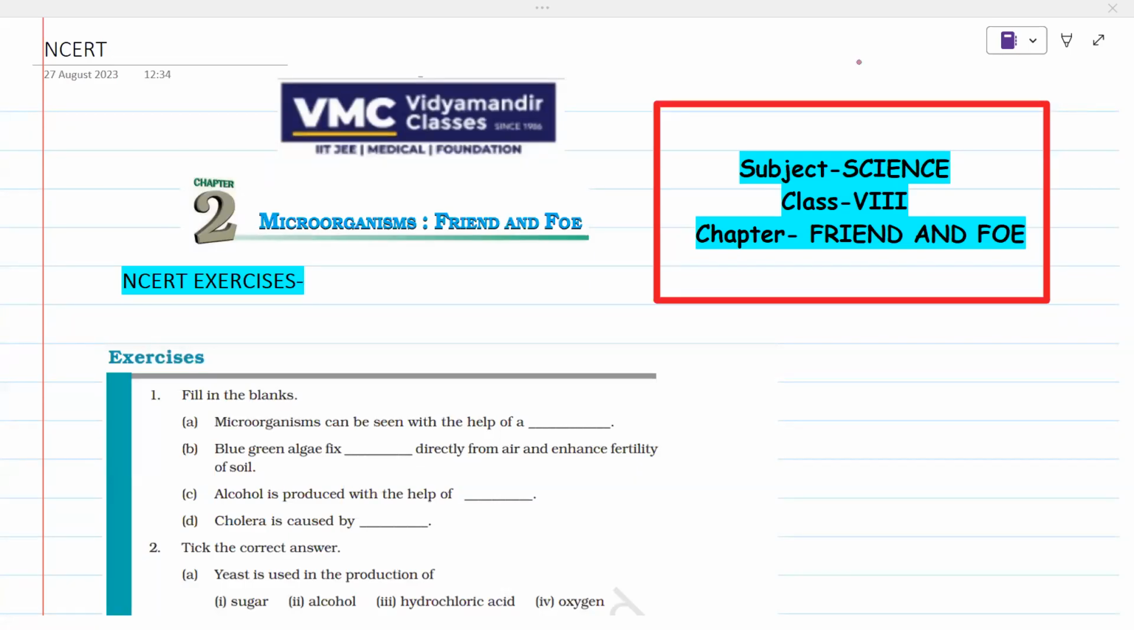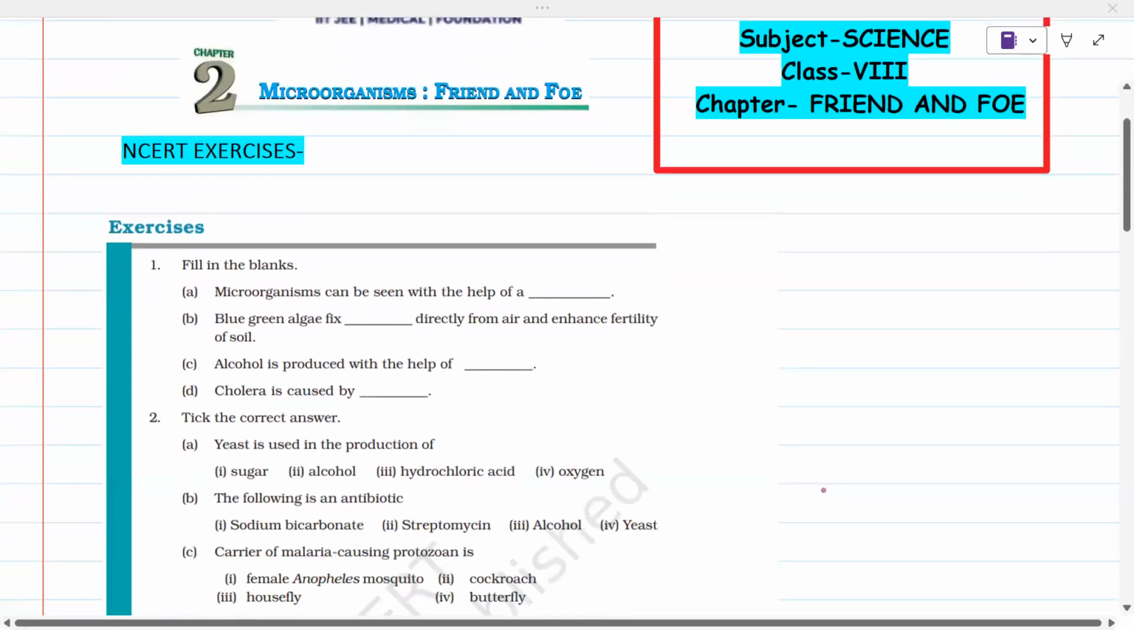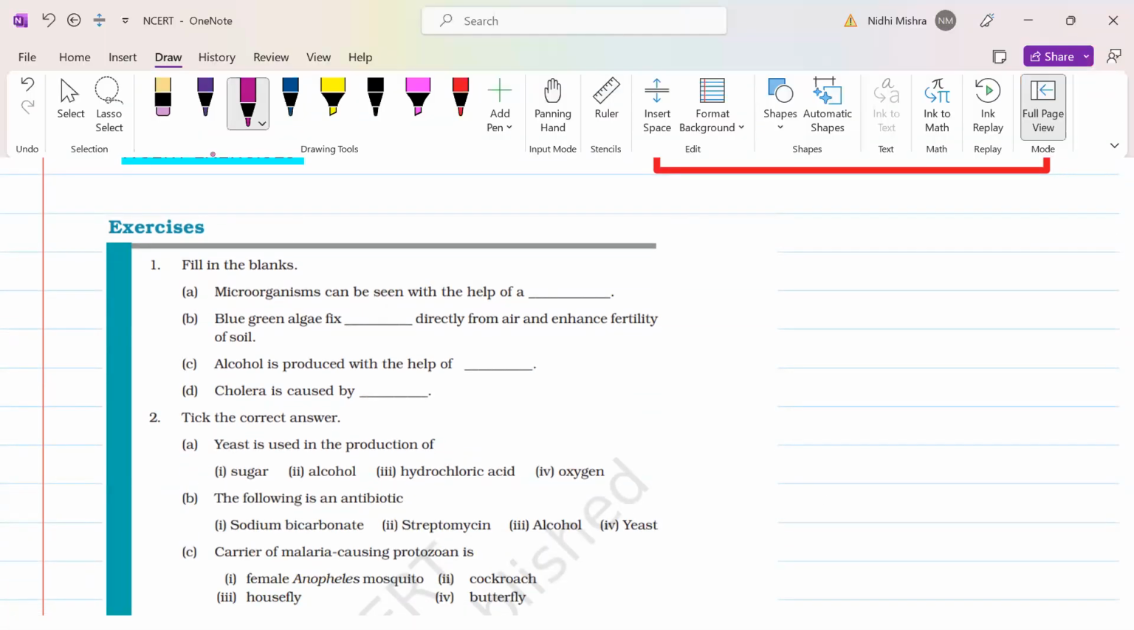Hello, children. Today we are going to discuss one more chapter, that is Friend and Foe. So we are going to discuss NCERT exercises today. Let's start our discussion. Question number 1, fill in the blanks. So let's see what the questions are.